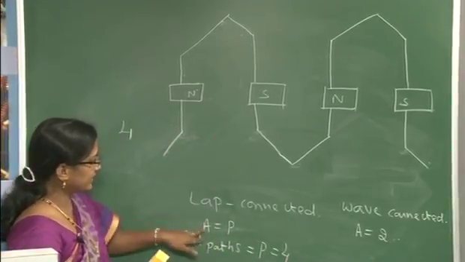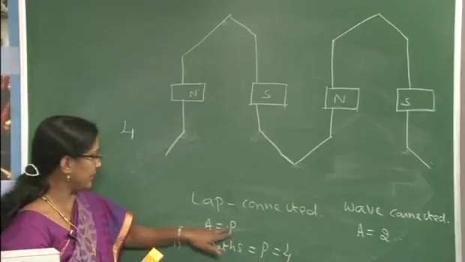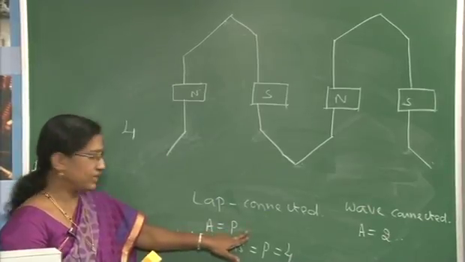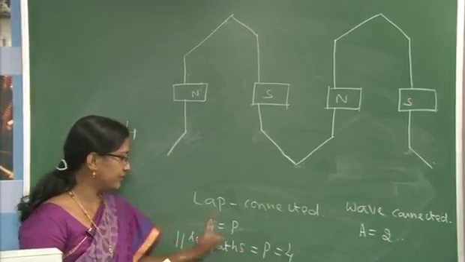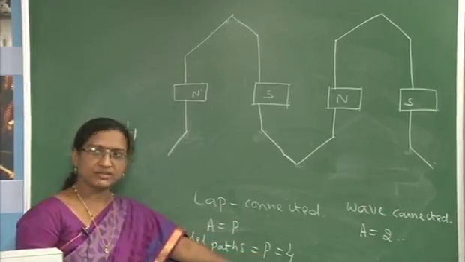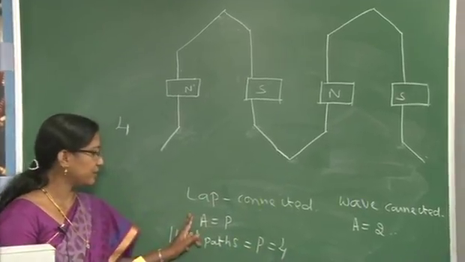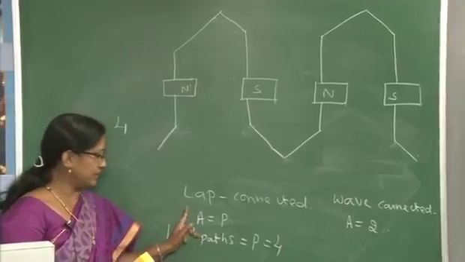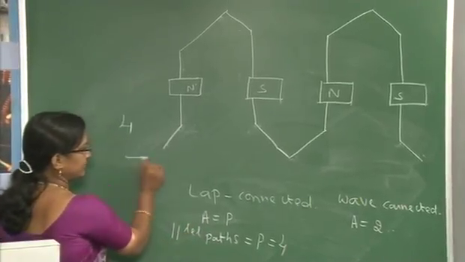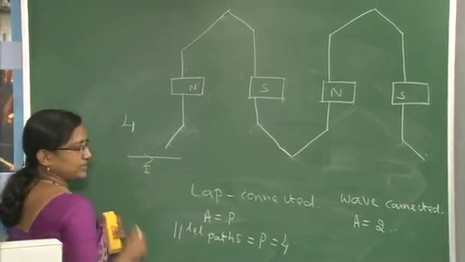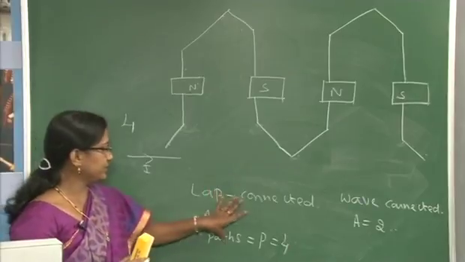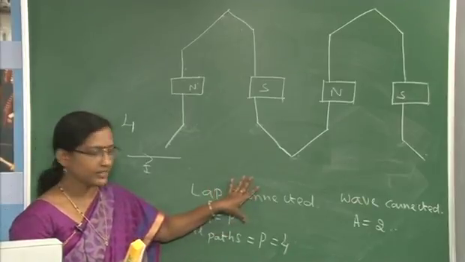Here we have connected, that is A is equal to P. The number of parallel paths is increased. If you are considering P is equal to 4, it will be 4, and if you are using P is equal to 8, the number of parallel paths will be 8. Since in a series circuit the current will be the same, you are going to use this for high current applications.